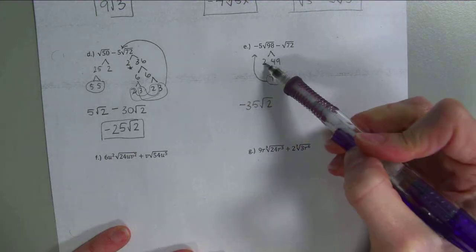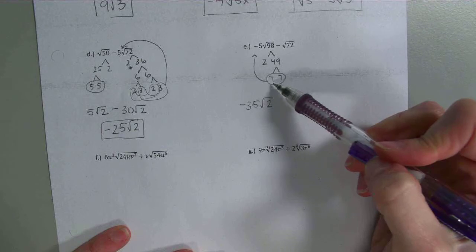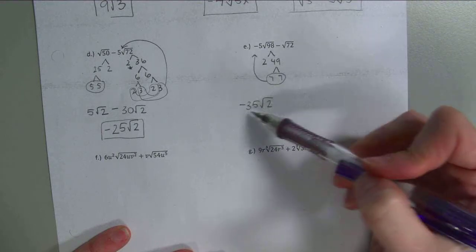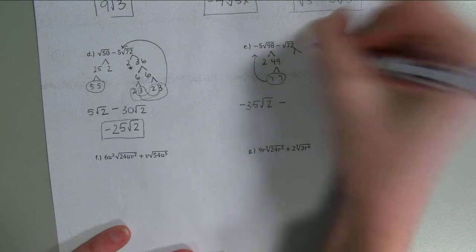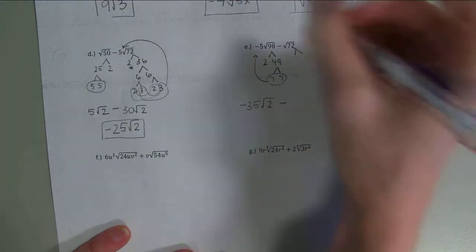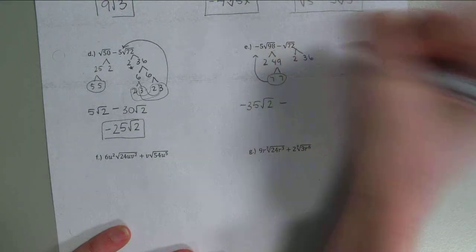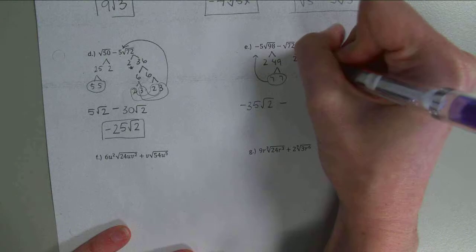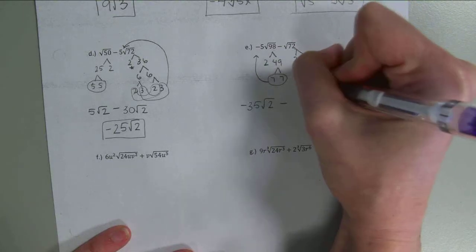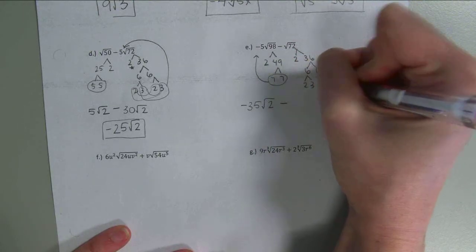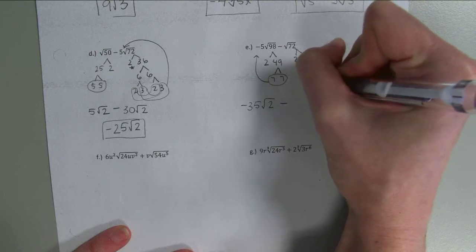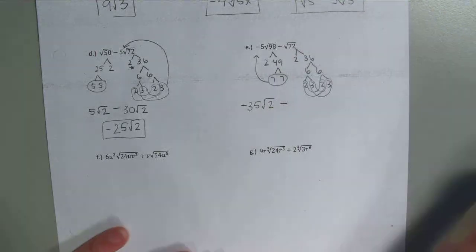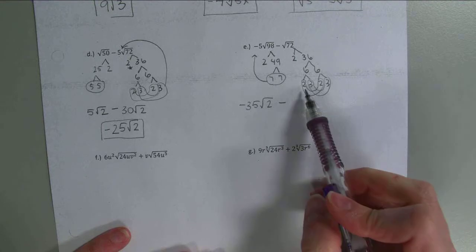Because the 2 didn't have a friend, he stays inside, and the 7 is going to come out and multiply by that negative 5 that's out there. Minus the 72. Let's break 72 down. We already kind of did it over here. It was 2 and 36. But 36 broke down to 6 and 6, which broke down to 2 2's and 2 3's. Loop-de-loop, okay? So who's going to come out? A 2 and a 3.